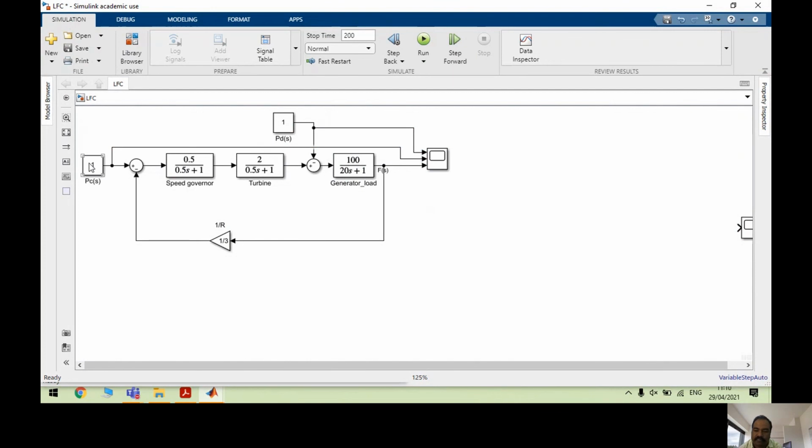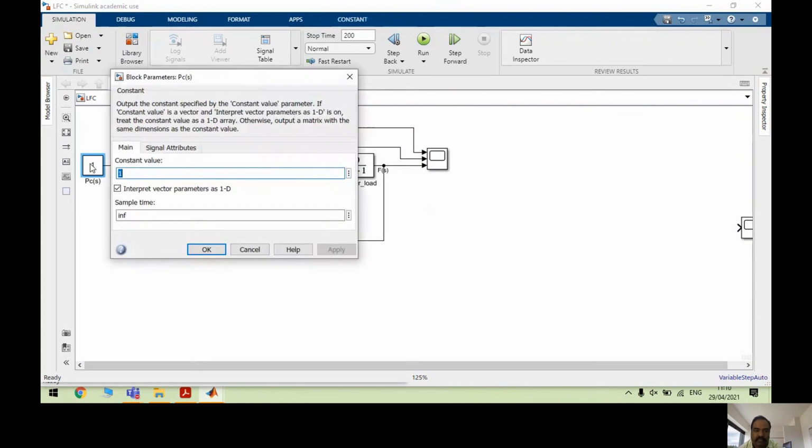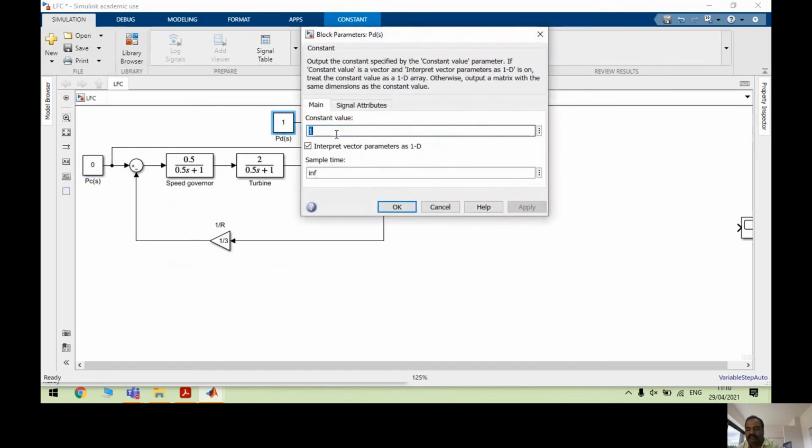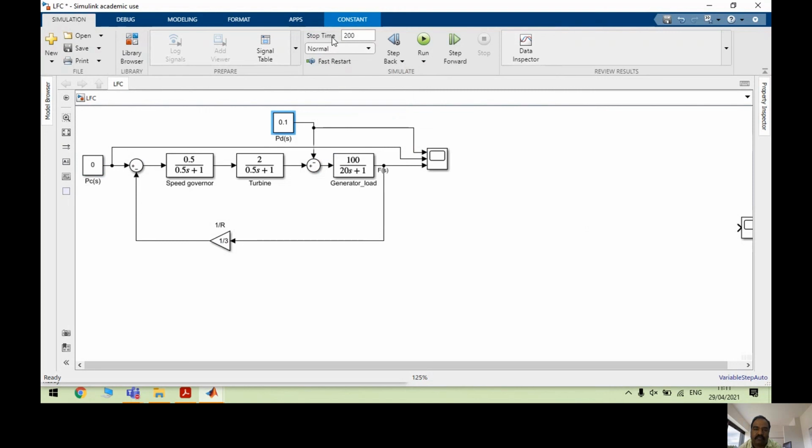Now, for case A, I'm going to take that there is no control from the speed changer setting. So I'm keeping it as 0. And for the demand, I assume that there is a 10% change. So I'm taking it as 0.1 per unit. And I'm going to run the simulation for 200 seconds. Now let's see how the frequency is going to vary in this one.